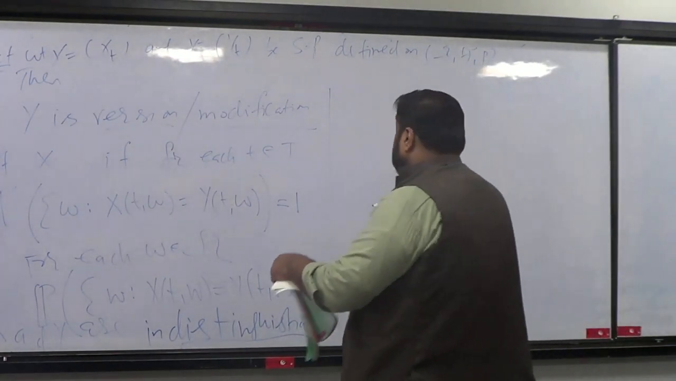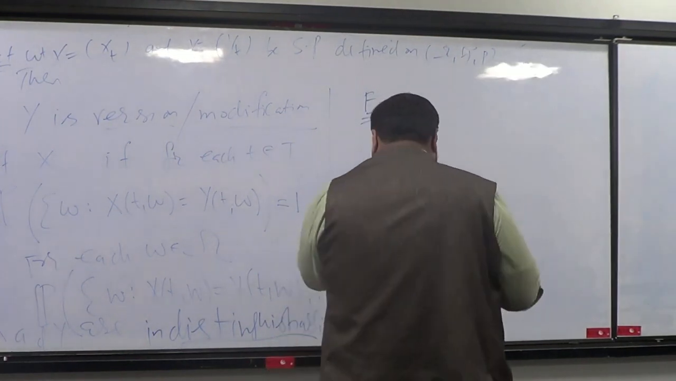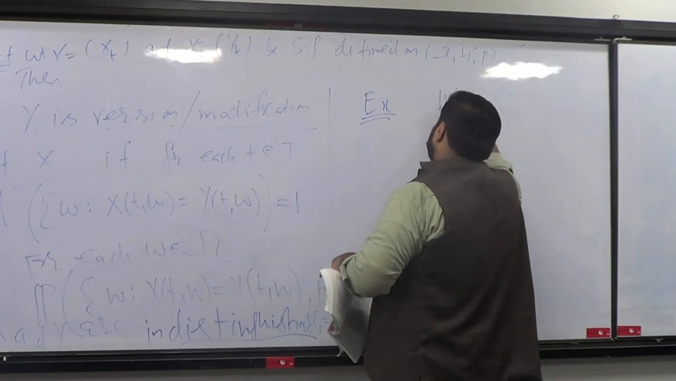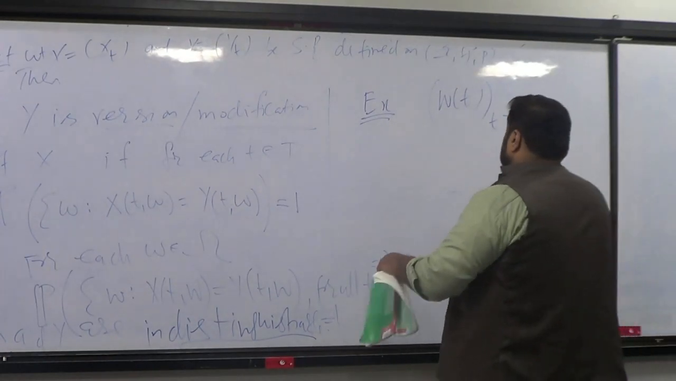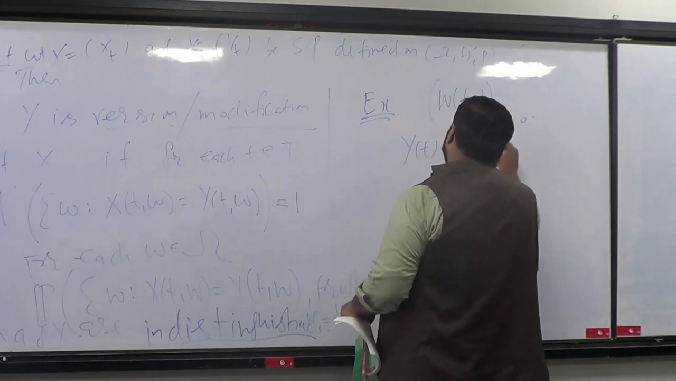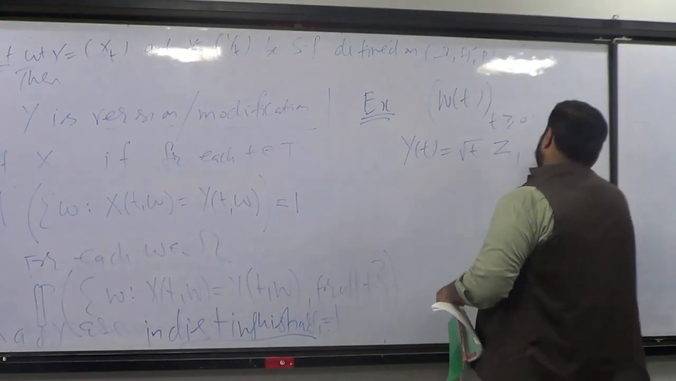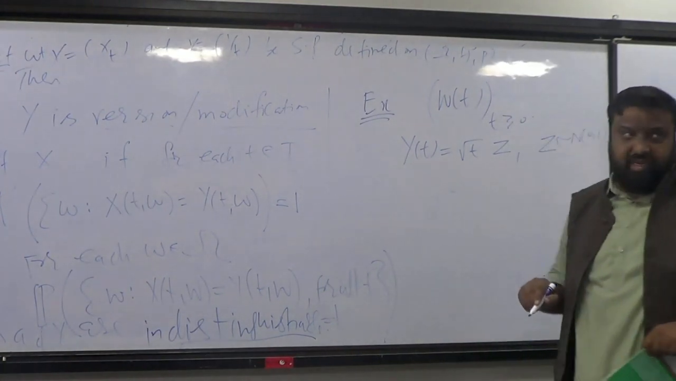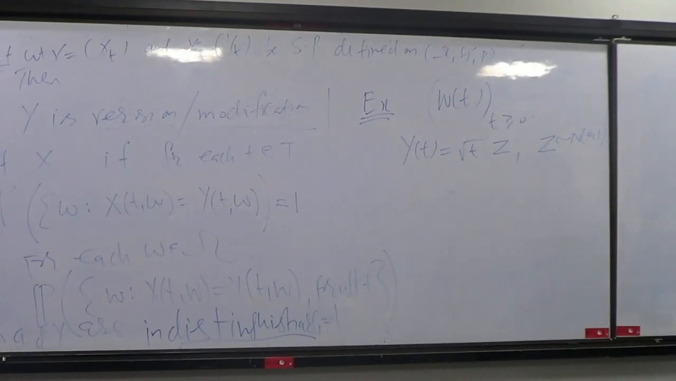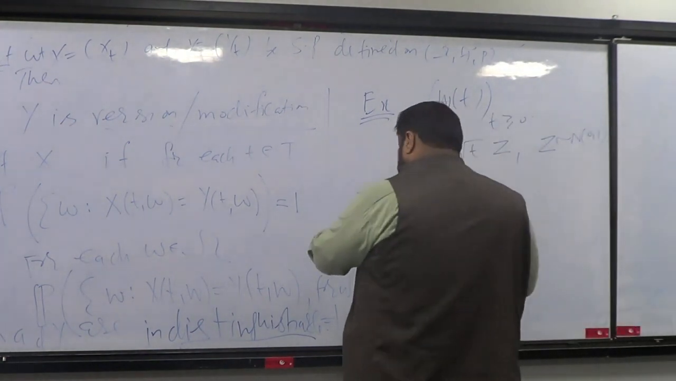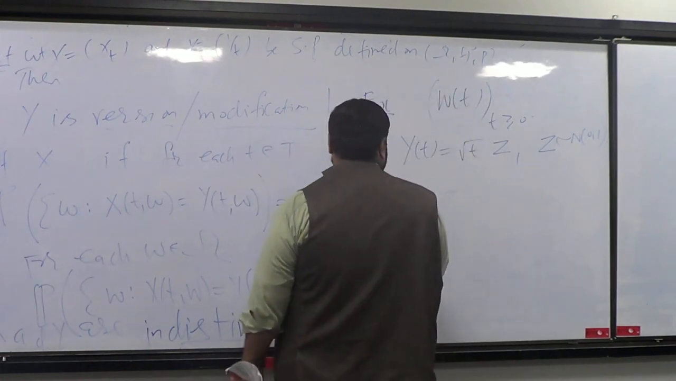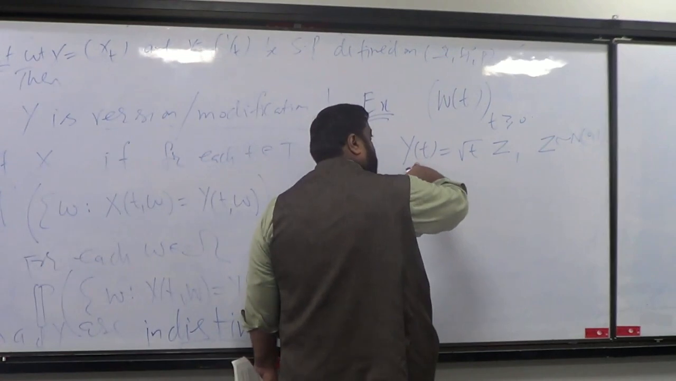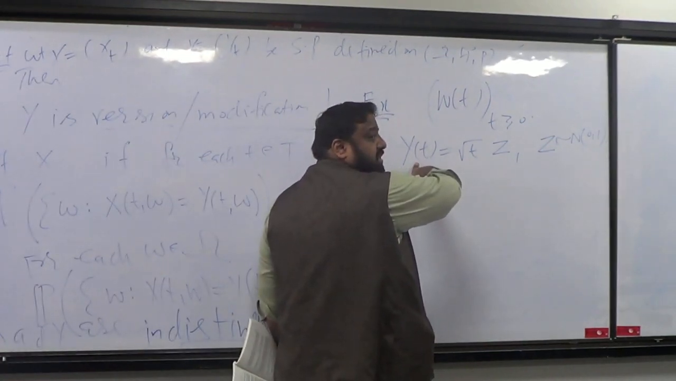Now for some examples. For example, I'm taking Brownian motion, and I'm taking a process defined by Y of t equals square root of t times Z, where Z is a standard normal random variable. What you can see is that both processes W of t and Y of t have the same distribution at all times.